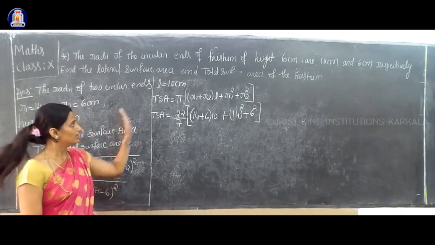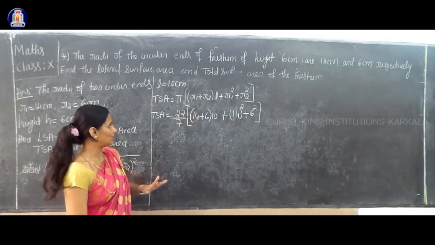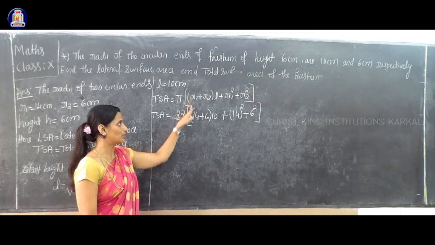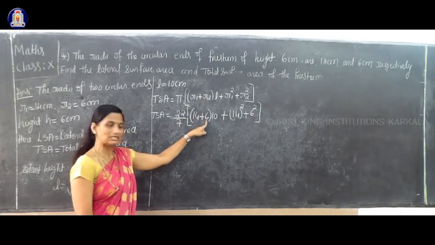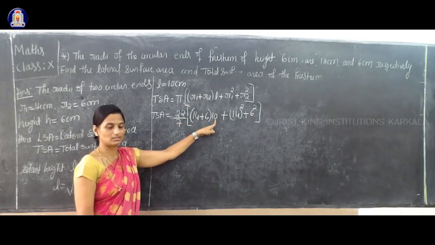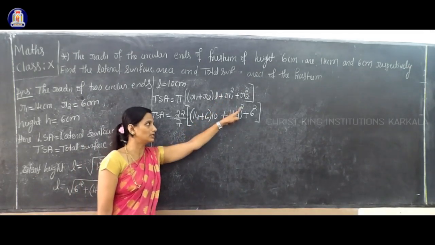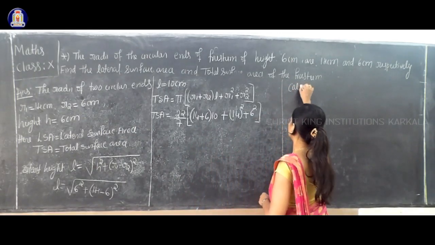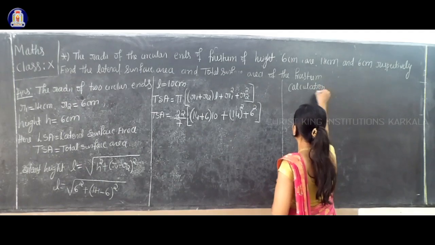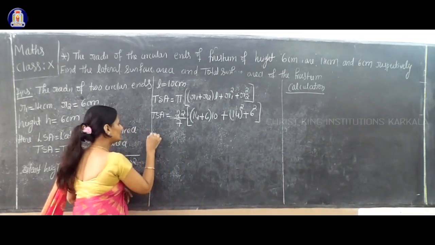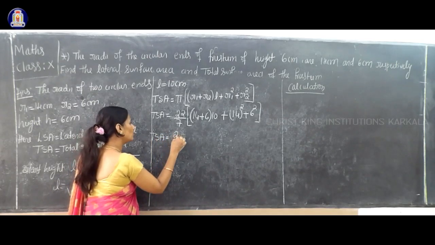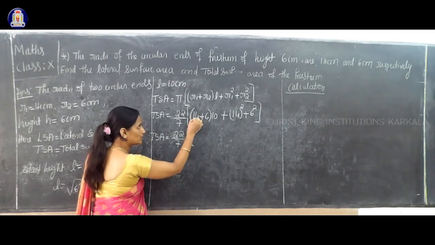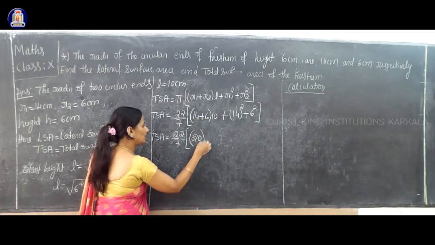Right, now substitution. So this is our formula. Be careful about brackets. So pi is 22 by 7, this bracket, next to this bracket, R1 is 14 plus R2 is 6 into L is 10 plus R1 square 14 square, R2 square 6 square. And we will see the calculation part. This is calculation. Now, total surface area is equal to 22 by 7 bracket. So how to simplify? 14 plus 6, 20 into 10.